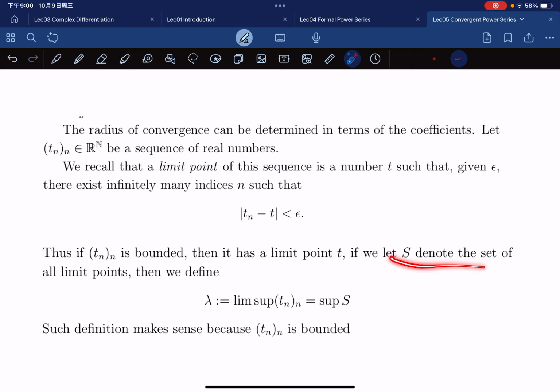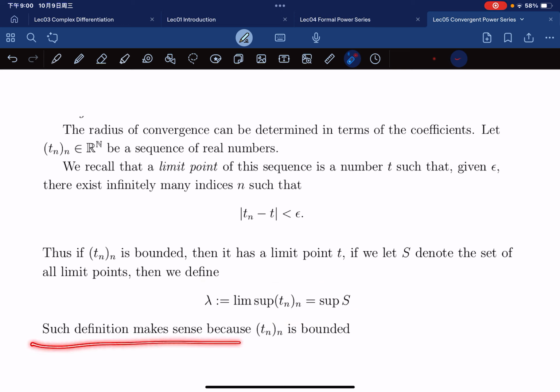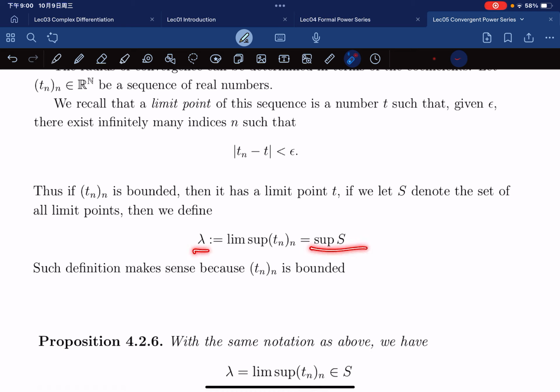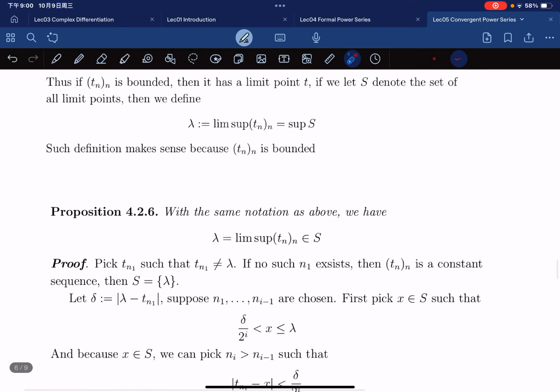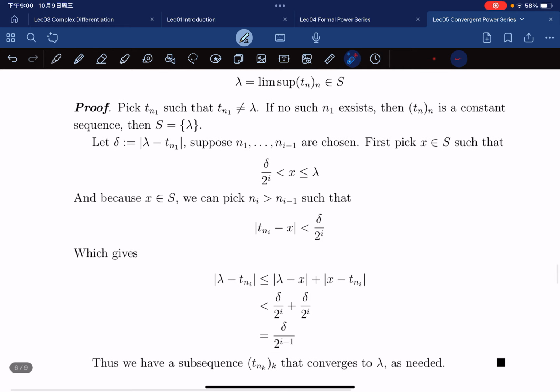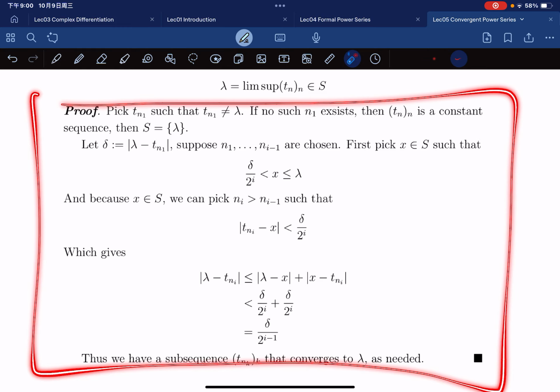So if you let S denote the set of all limit points, we define lambda as the supremum of all limit points. Such a definition makes sense because the sequence is bounded. You cannot have a limit point that goes to infinity. So we can define lambda as the supremum of all the limit points, or the set of all subsequential limits. With the same notation above, we see that this supremum of S, the lim sup, actually lies in it. The proof is just by some standard argument, which will be skipped.